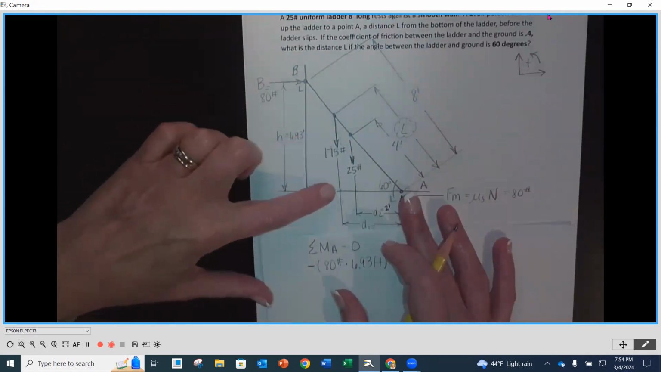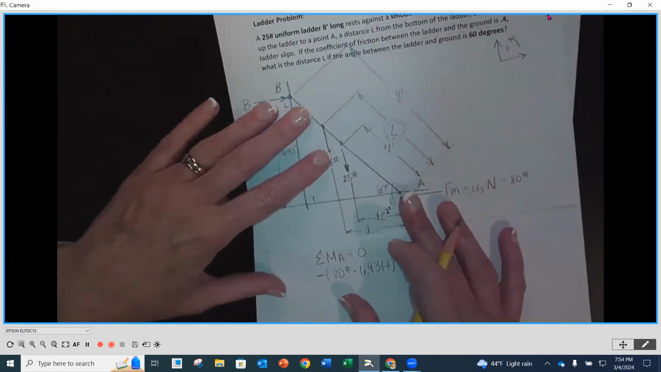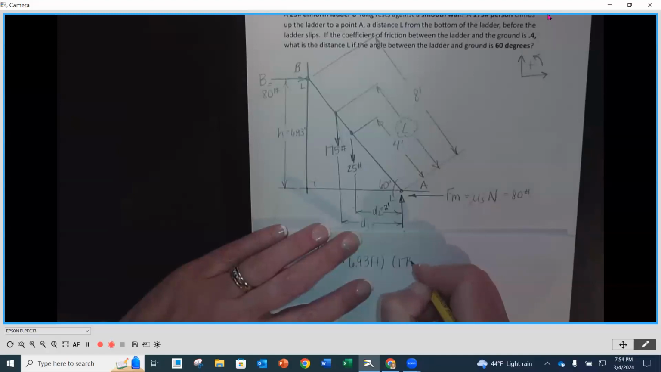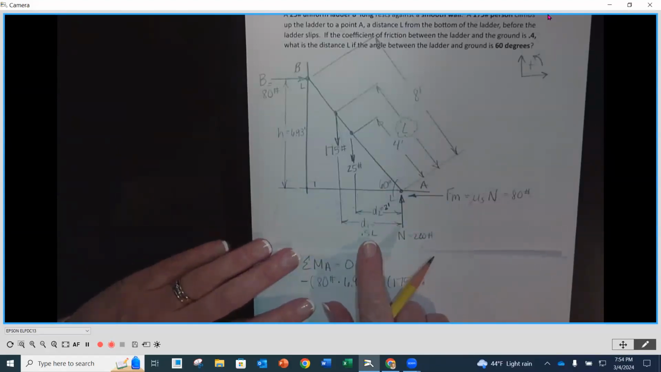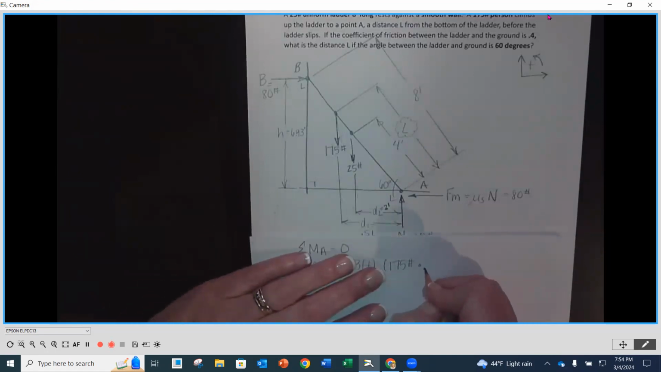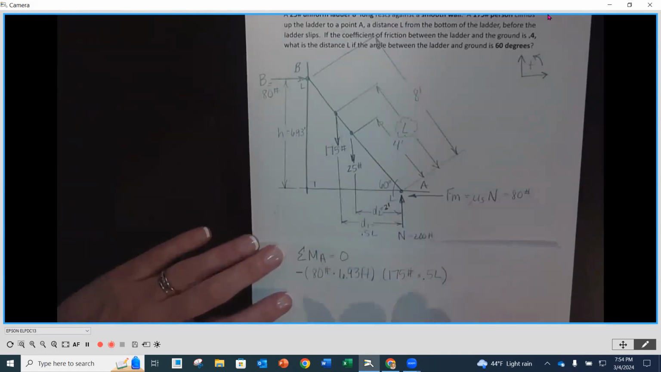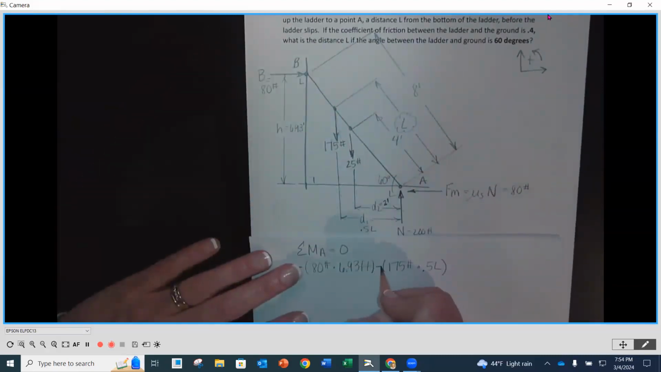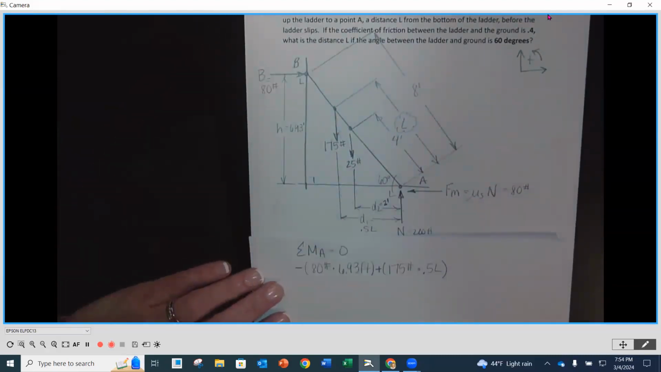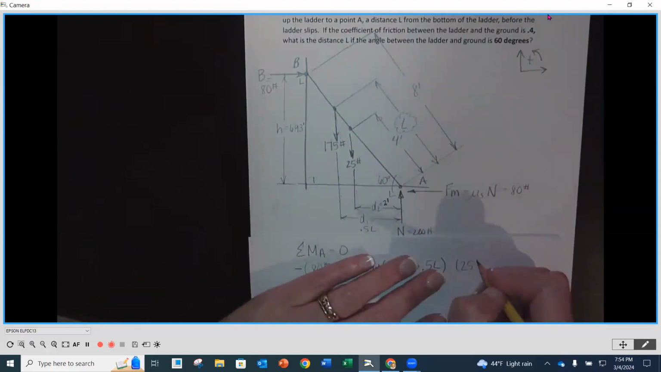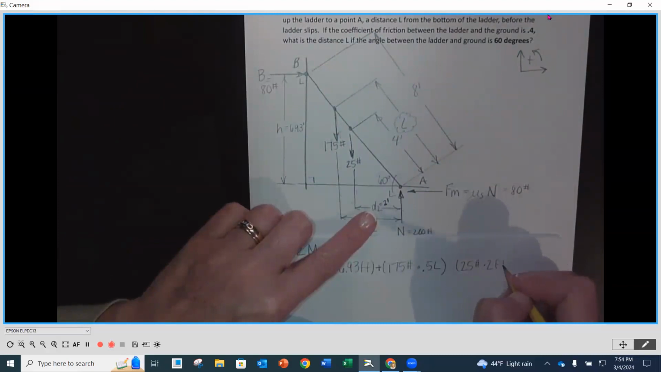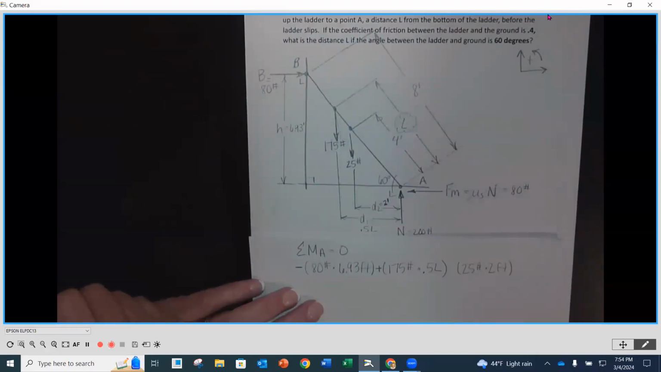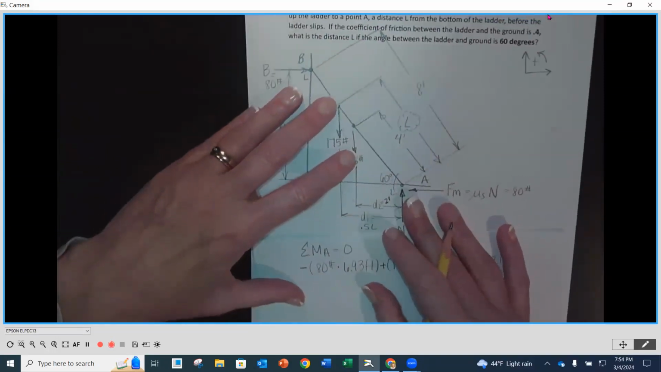My next one is going to be the 175. It is going to cause rotation. So I'm going to have 175 pounds times the perpendicular distance, 0.5 times L. And out front is going to be a positive value because it's going counterclockwise. Same thing for the 25. So 25 pounds, but this time that's going to be times 2 feet. And it's going to be positive out front because it's going to rotate counterclockwise.